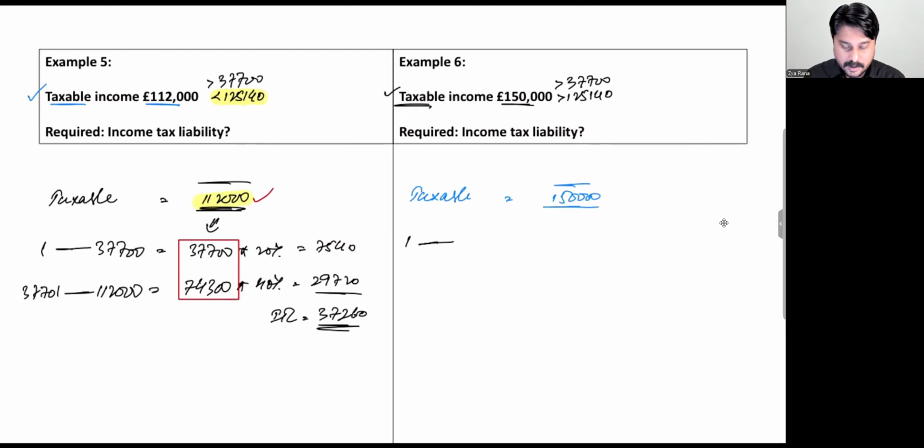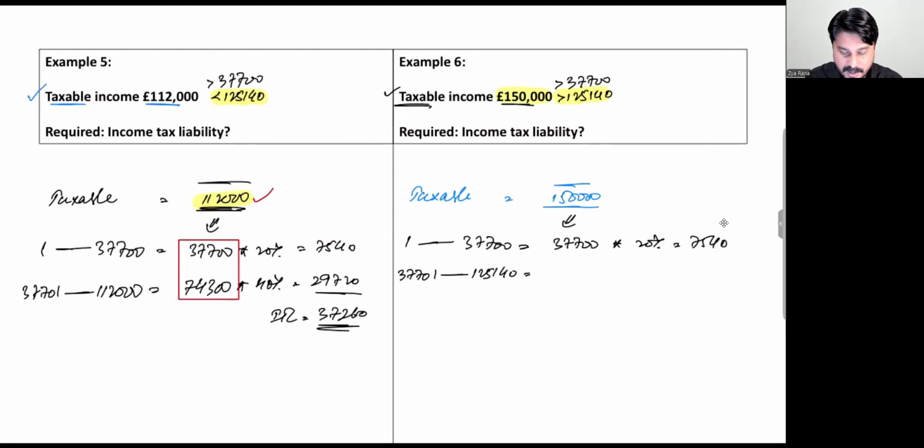From this 150,000, to the extent of the basic rate band limit, 37,700 is taxed at basic rate. On this amount, 7,540 is calculated. Now, from 37,701, you can stop at 125,140, because your total taxable income is now more than this band limit. So your stop point will be this amount of 125,140.